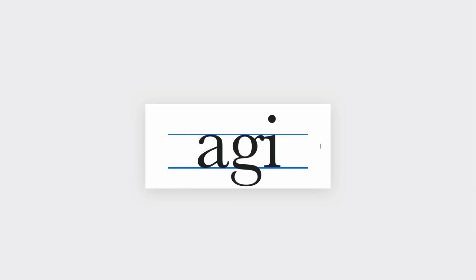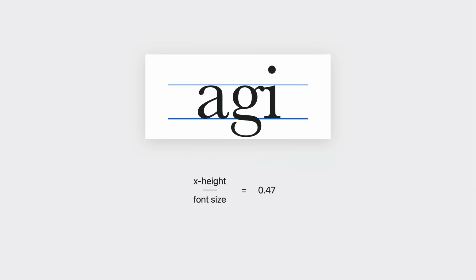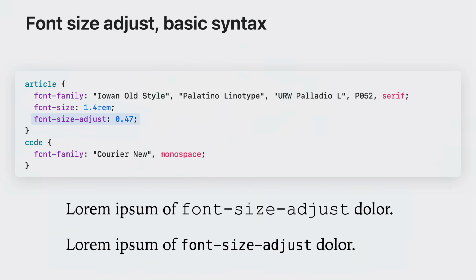But why 0.47? What does this number mean? For any Latin font you might use on the web, there's a ratio between the font's size and its X height. It's a bit arbitrary what that ratio is, but it's usually around 50%. By applying font-size-adjust 0.47 to the article element, I'm actually telling the browser to resize every font inside the article.